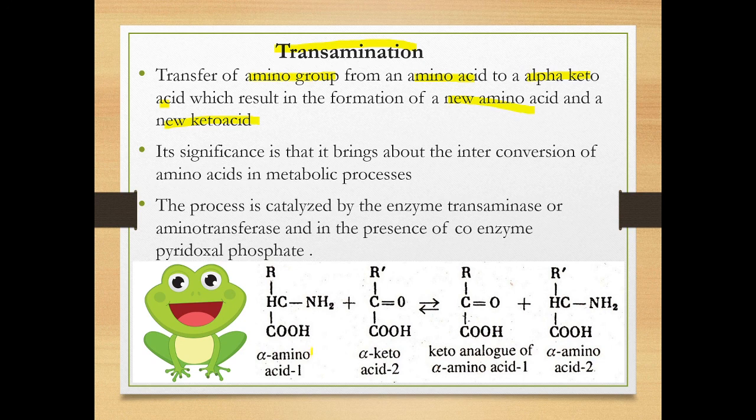So this is an alpha amino acid. This is another keto acid. This amino group is transferred to here. So this becomes the keto analog of the alpha amino acid, and this becomes this one. A new amino acid is created. The significance is that it brings about the interconversion of amino acids in the metabolic process.